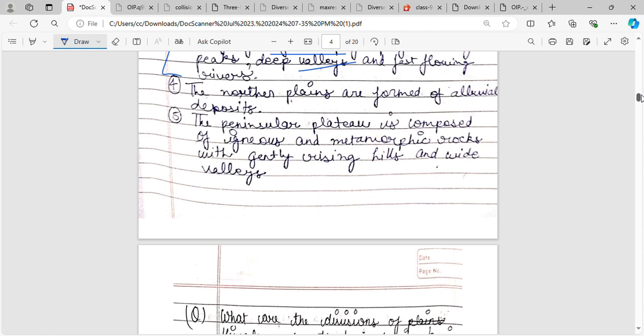The next point is, the northern plains are formed of alluvial deposits. That is very important. The peninsular plateau is composed of igneous and metamorphic rocks with gently rising hills and wide valleys.